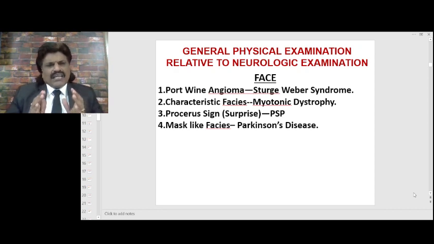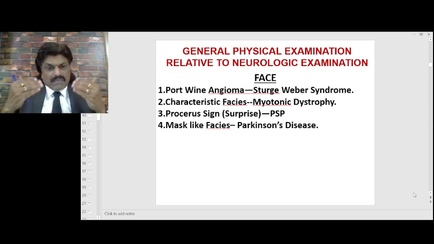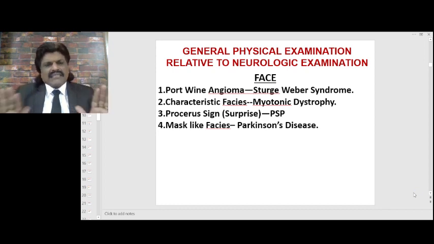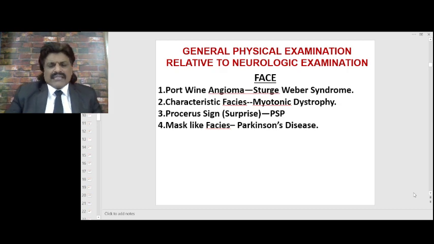So what are the important physical examination findings of face related to neurologic examination? We need to look at if there is any port wine angioma, which is suggestive of Sturge-Weber syndrome. We see characteristic facies in myotonic dystrophy, like absence of sternocleidomastoid, balding of the head. If there is a procerus or surprise sign, we have to suspect progressive supranuclear palsy, and if there is an expressionless mask-like face, we have to suspect Parkinson's disease.